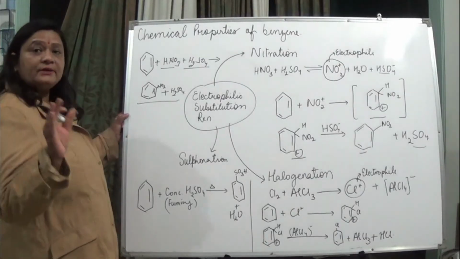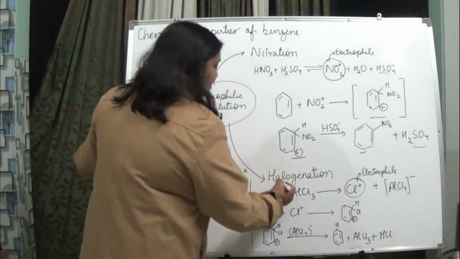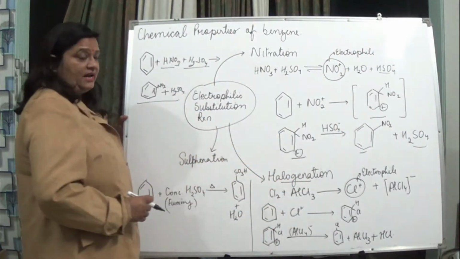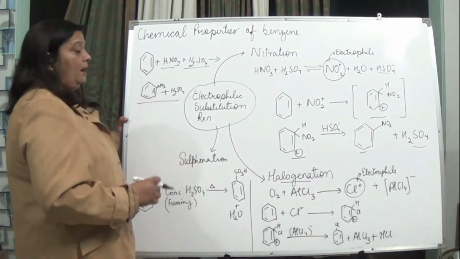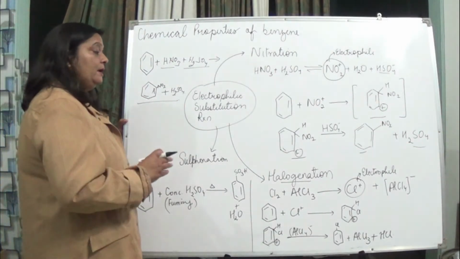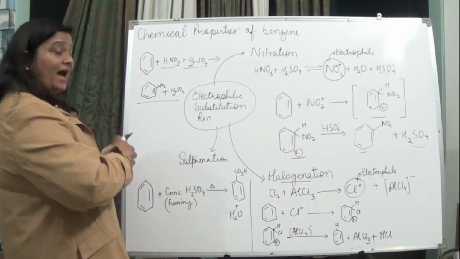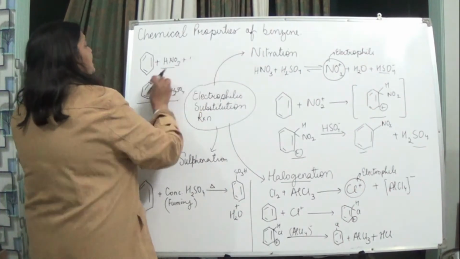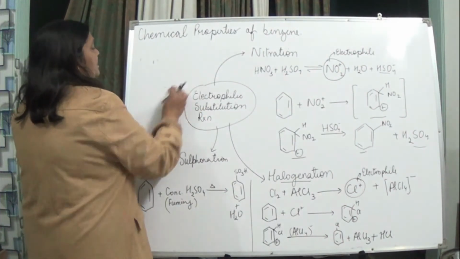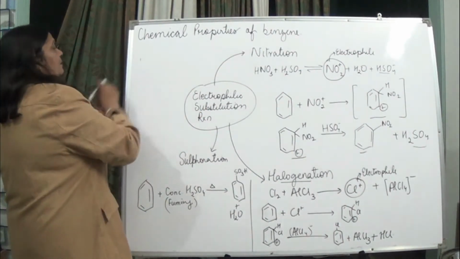Now coming to the halogenation reaction. Halogenation is also an electrophilic substitution reaction of benzene, and here the halogen will be attached to the benzene ring. So now let us see the reaction. The whole reaction is: we will be taking benzene.